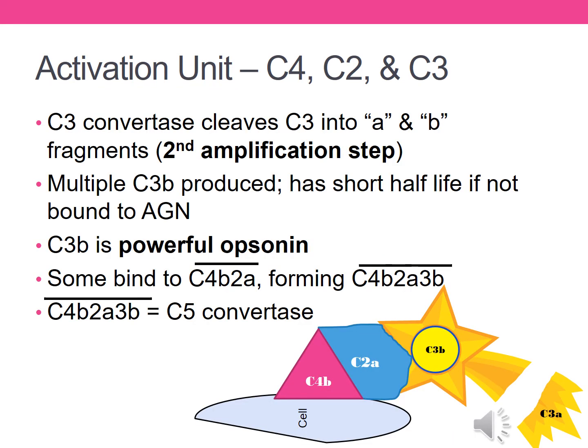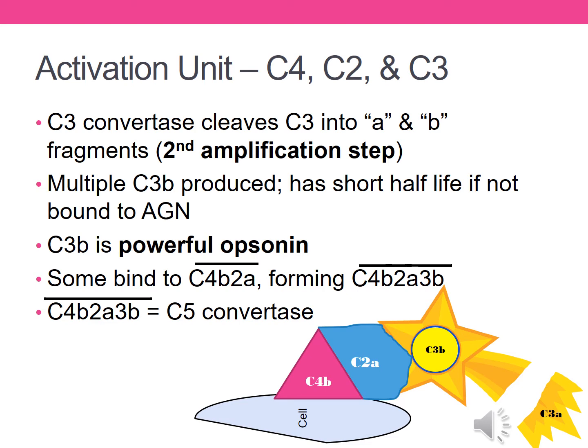So we have our C3 convertase, which will cleave C3. So it'll cleave C3 into C3a and C3b. C3a will diffuse away, and C3b will bind to C4b2a. Alright? So C3b is what we consider a very powerful opsonin, and we will definitely talk more about C3b in the coming lectures, but just remember that C3b is a powerful opsonin.